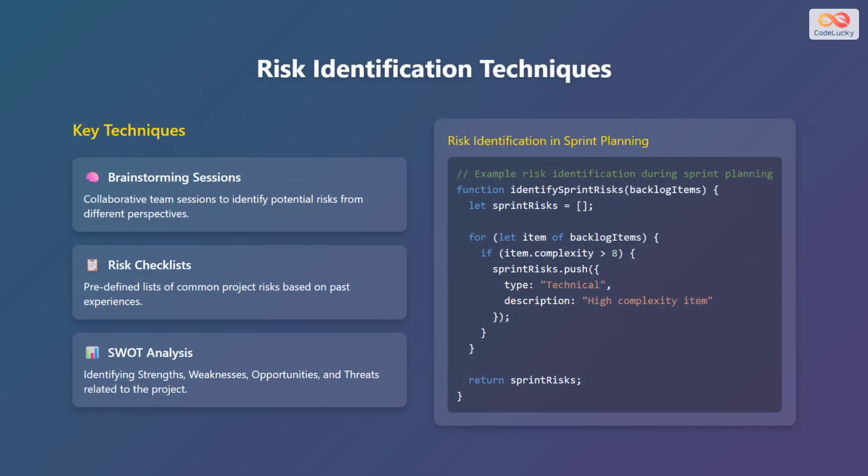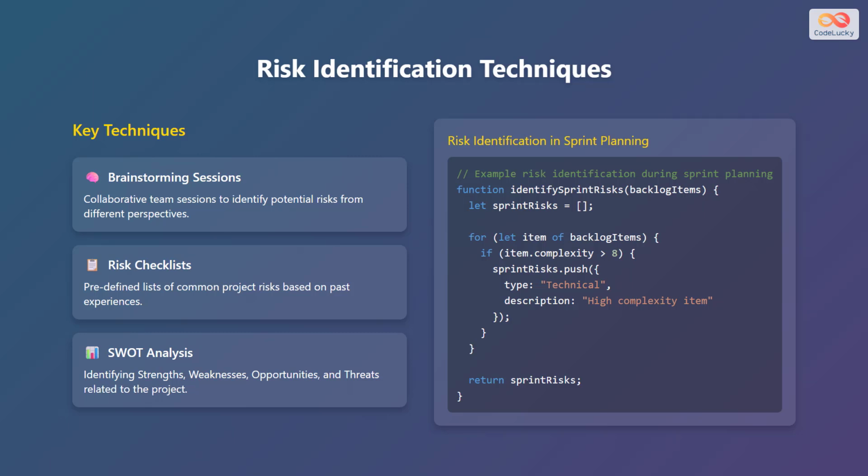Now let's explore some key techniques for risk identification. Brainstorming sessions involve collaborative team sessions to identify potential risks from different perspectives. Risk checklists are predefined lists of common project risks based on past experiences. SWOT analysis is used to identify strengths, weaknesses, opportunities, and threats related to the project.